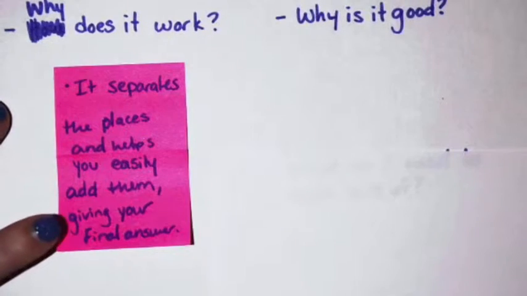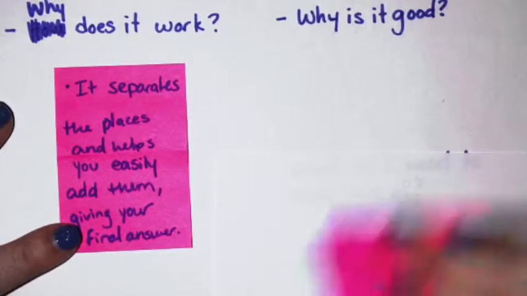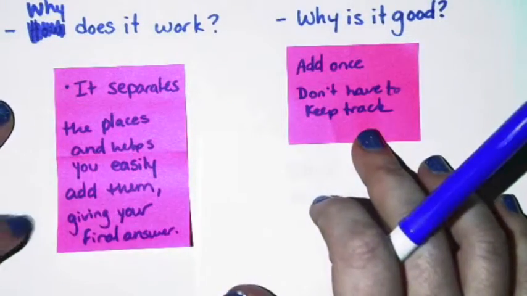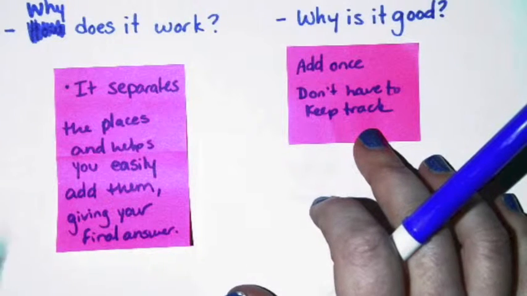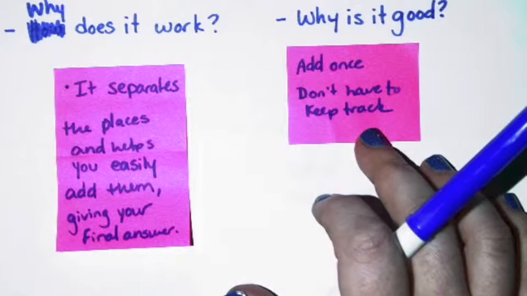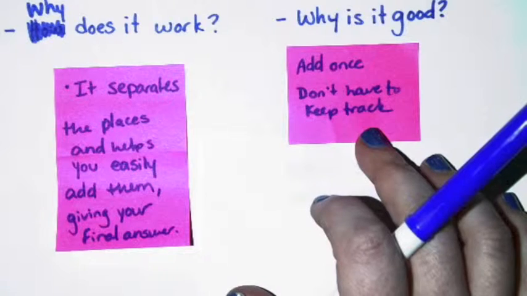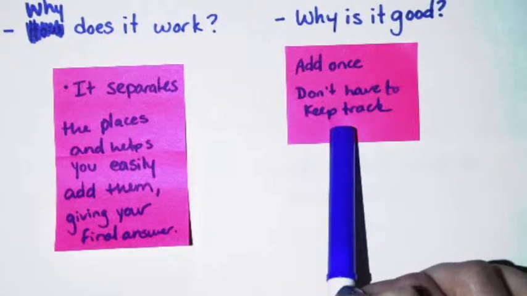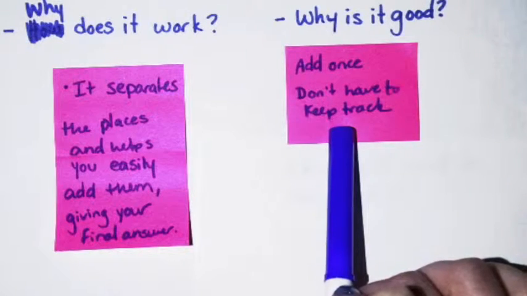So why is it good? Well, it's good because you only have to add one time. In traditional multiplication, you have to add over and over again. You kind of have to keep a running track in your head. But with lattice, you only have to add once, which is great. You also don't have to keep track of everything in your head, like I just said.